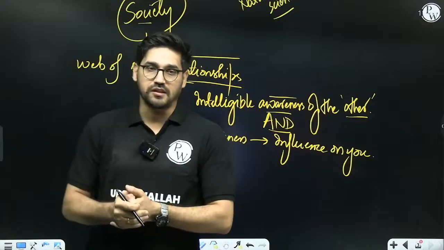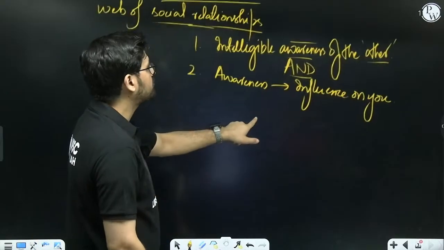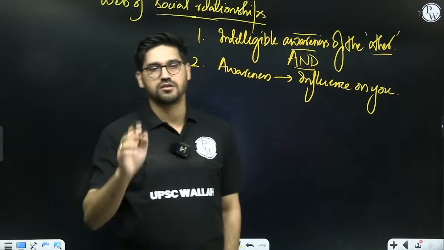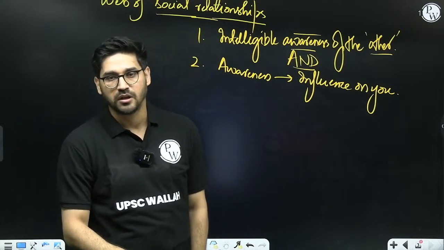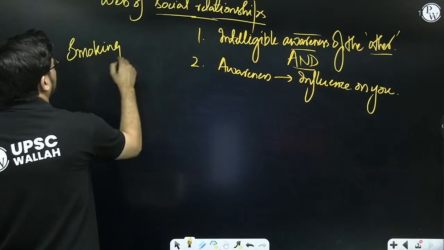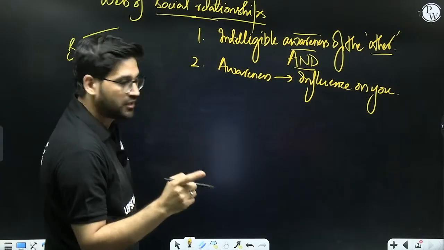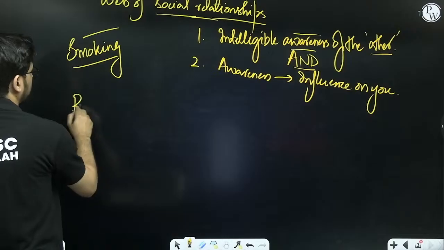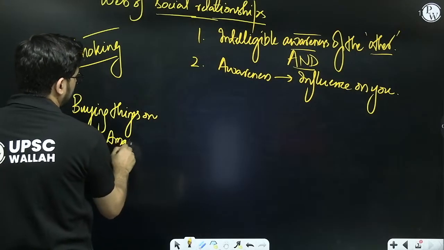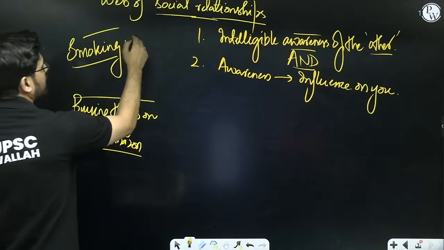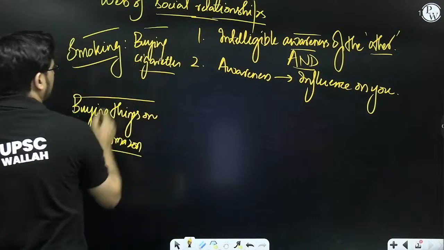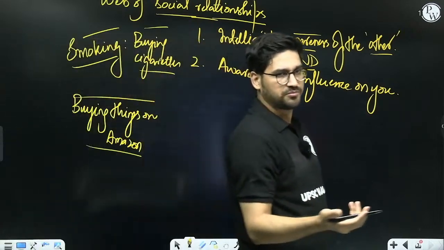Now let's imagine what this is. For example, most of us avoid something which is dangerous or harmful for our health. For example, we avoid smoking. Let us take two examples, one that of smoking, the other that of, let's say, buying things on Amazon. Smoking will involve you buying cigarettes, and you may also buy other things on Amazon, right?